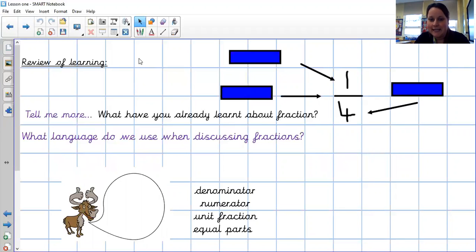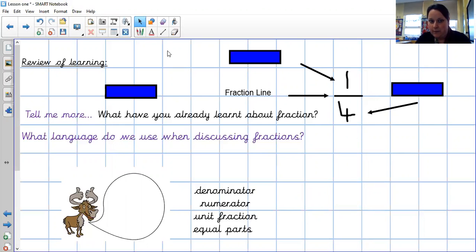Okay, review of learning. So in year 2, you also learned about fractions. So we're just going to go over some of the language that we are going to be using throughout this unit. So we've got denominator, numerator, unit fraction and equal parts. So on the board, I have an example of a fraction. So 1/4, 1 out of 4 equal parts, and I've got some arrows. So the first arrow here is pointing to this line. Does anyone know what we call that line? It's called our fraction line, and that's the first step when we write a fraction.